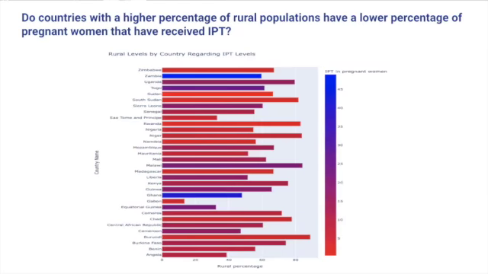And our final question asks if countries with higher percentages of rural populations have a lower percentage of women that have received IPT. So this graph shows the percentage of people living in rural areas for each country and is color-coded by the percentage of pregnant women who received this anti-malarial medication. The goal of the graph was to look at medical access. We wanted to see if there was a correlation between how rural a country is and how many women received the medicine, but our results show no clear correlation between the 2 variables.